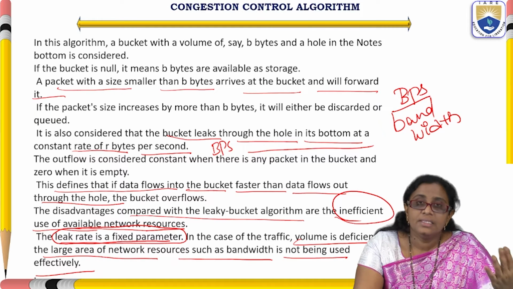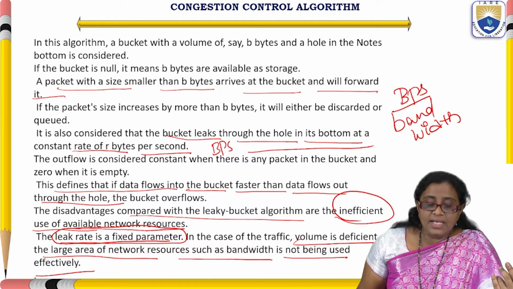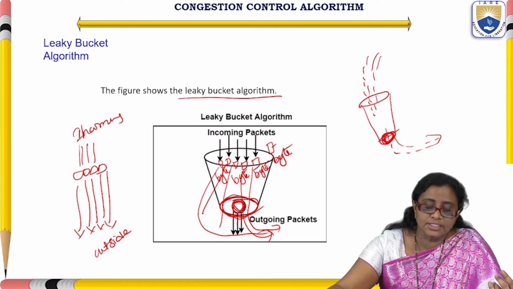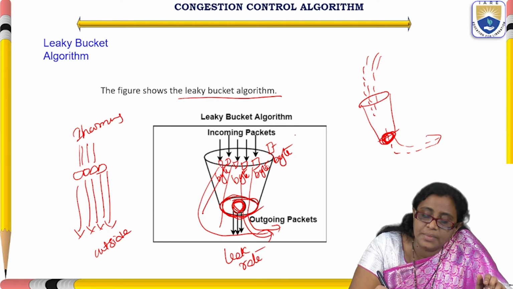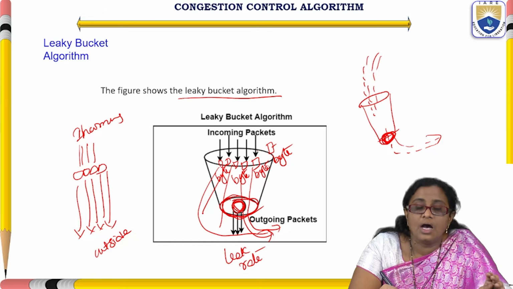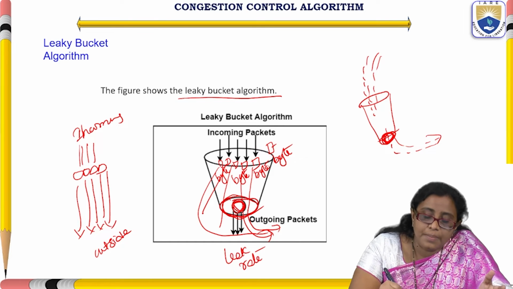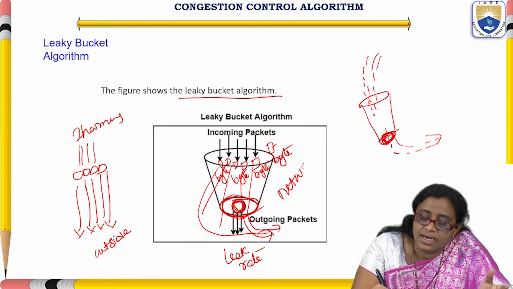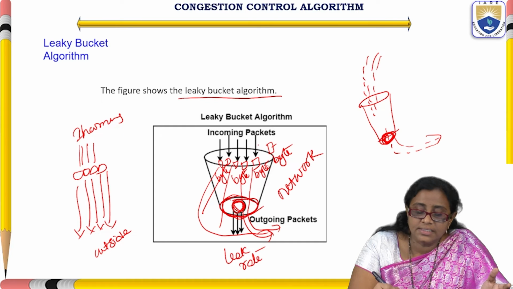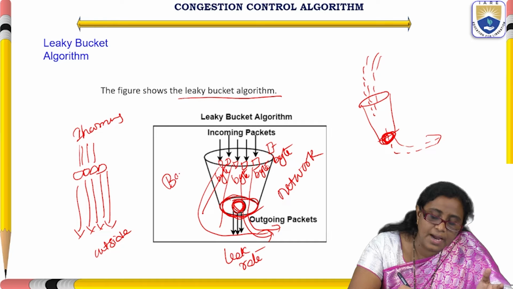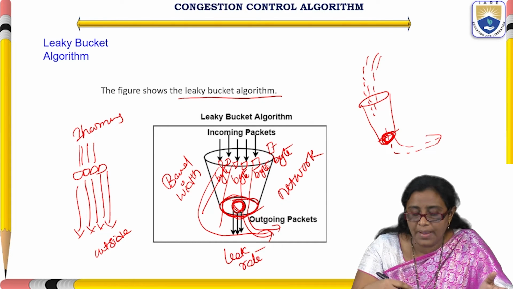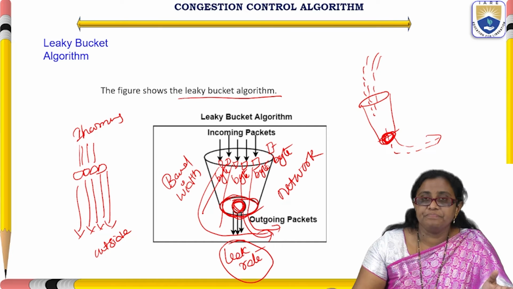Leakage means the incoming of the packets as well as the outgoing of the packets. This is called the leak rate. And the bandwidth we cannot identify per second. Bandwidth means the flowing of the incoming packets into the bucket type of network. The incoming packets coming into the bucket are the bandwidth. And the flow of outgoing packets we can call the leak rate.